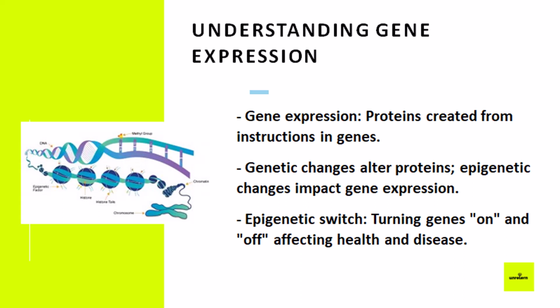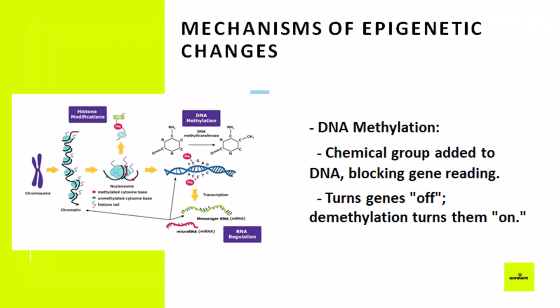Turning them on will result in the production of a certain molecule or a signal which can result in a particular disease. Keeping them off often results in the status quo of health, and hence the importance of understanding the epigenetic switch. So, how exactly does epigenetics work? Let's explore the three main types of epigenetic changes.